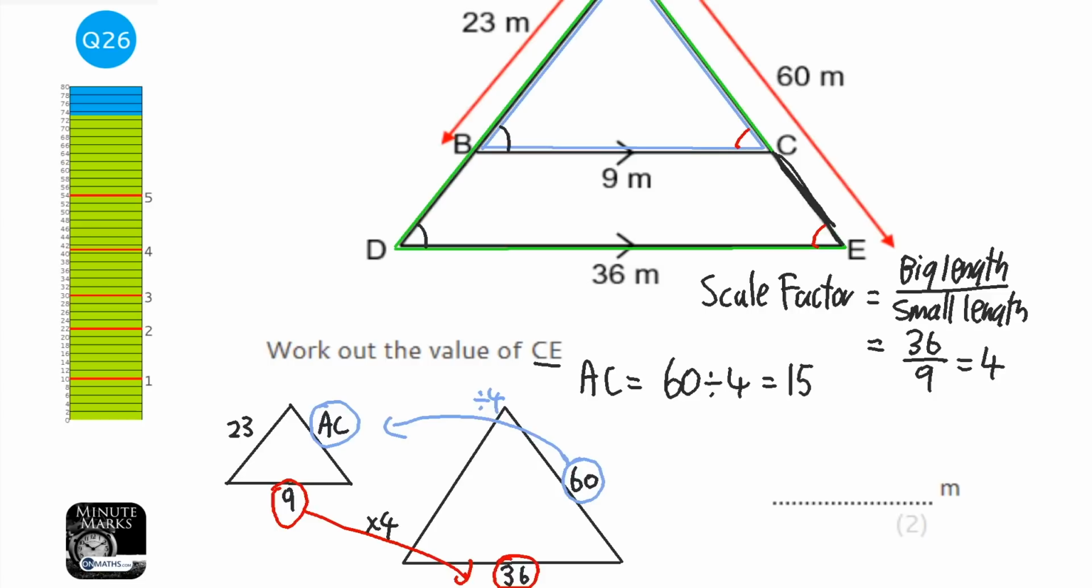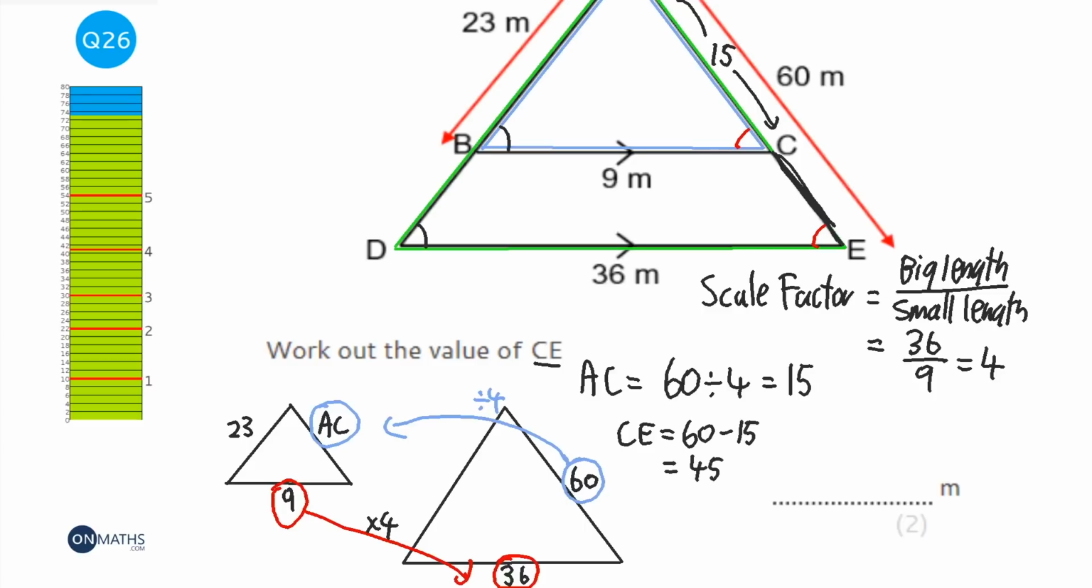So we know that it's going to be 15 here, for this bit, okay, but the total is 60, and we're looking for what's left over. So we're going to do CE equals the total 60, take away the bit we know that we don't want, and that's going to be 45. So the answer is 45.